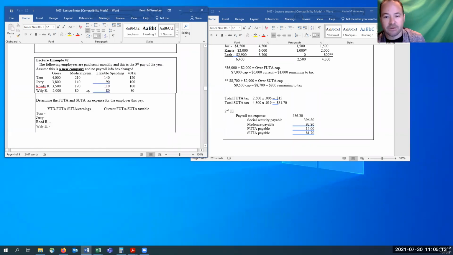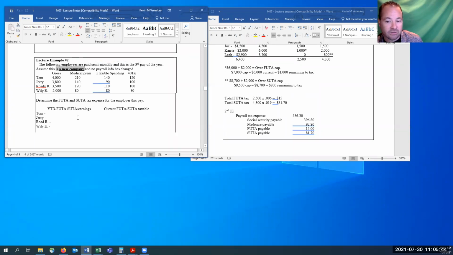The only thing that's different here now with lecture example number 2 is now I give you one extra item. I give you only the gross pay and then how much is taken out of their check for other items. So to determine what's taxable and what's not. So these guys are paid semi-monthly, 3rd pay of the year. Assume this is a new company. So we got to remember back to what the new company SUTA percentage is.